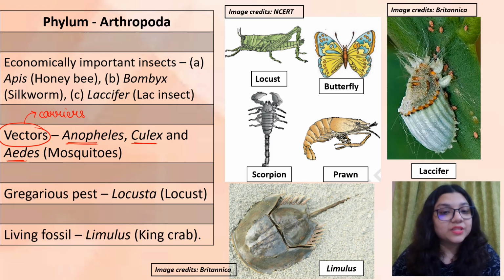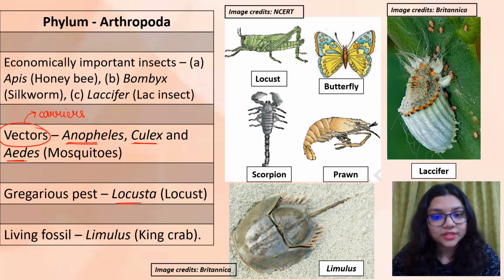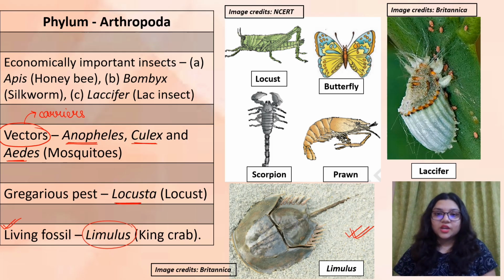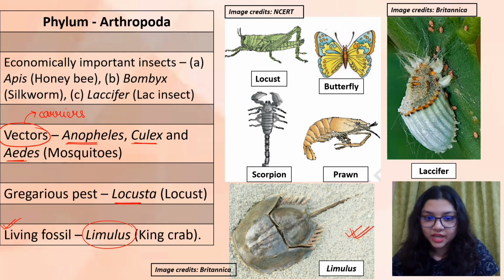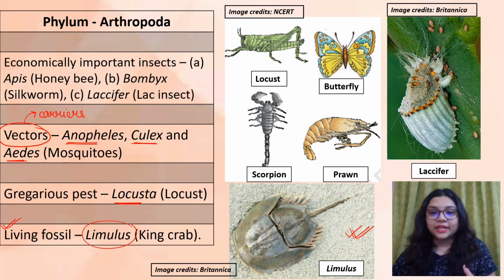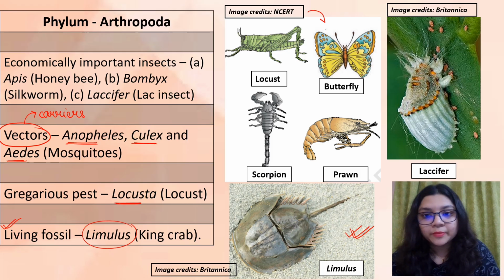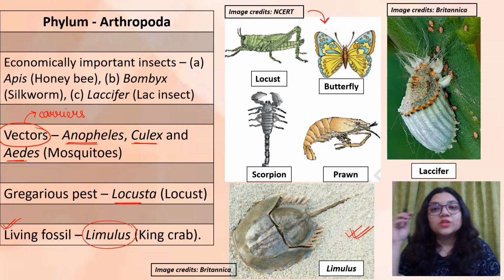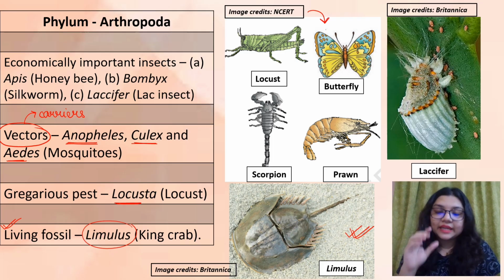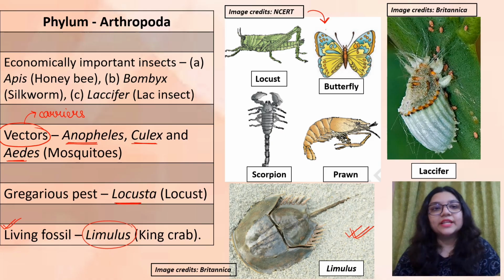Then आते हैं gregarious pest, that is locusts, Locusta, and एक है आपका example of living fossil which is Limulus, जिसे हम लोग क्या कहते हैं? King crab कहते हैं, this is Limulus. Okay, I hope this is okay for all of you. Some of the images here are taken from NCERT and then 2 I have taken from the Britannica site. ये top जो 4 image है ये NCERT images है, आपको special attention देख के रखना है, so that if identification comes you should be able to write.